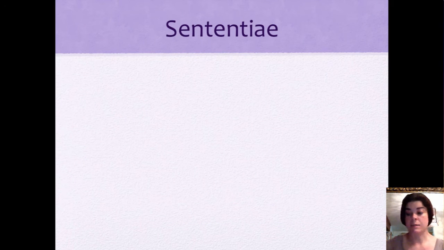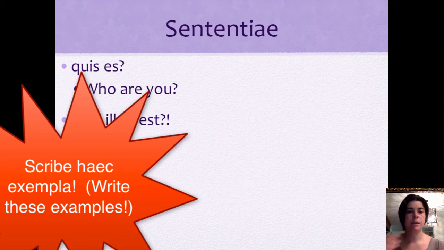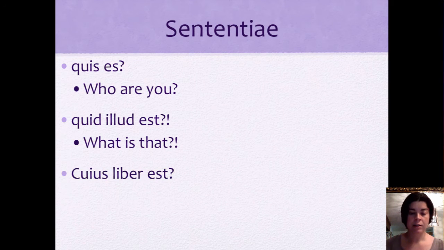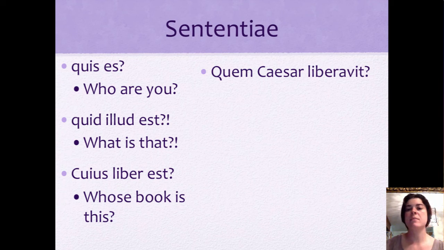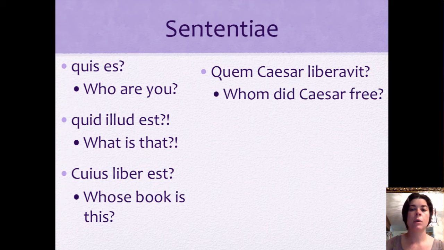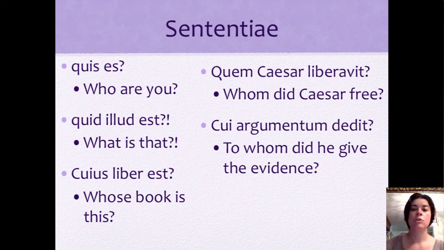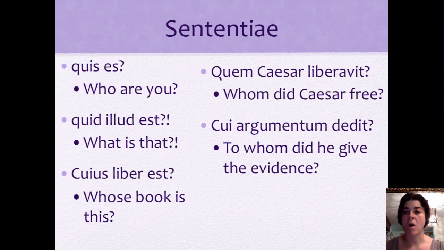So now let's take a look at some examples. Quis es? Who are you? Quid illud est? What is that? Cuius liber est? Whose book is this? Quem Caesar liberavit? Whom did Caesar free? Cui argumentum dedit? To whom did he give the evidence? So here you can see an example of each of the cases in action and how it's being used. And notice it's replacing the person for the most part, or the thing that's being talked about, rather than actually modifying it.